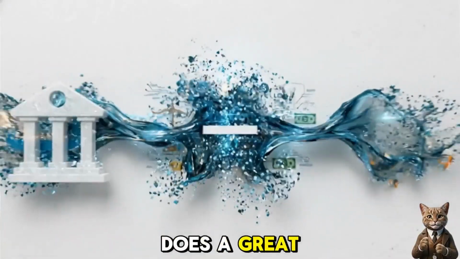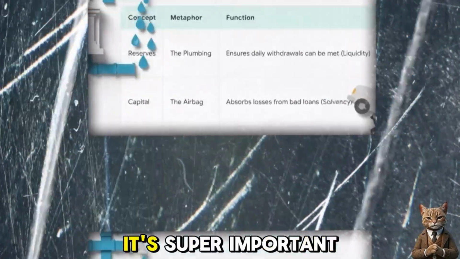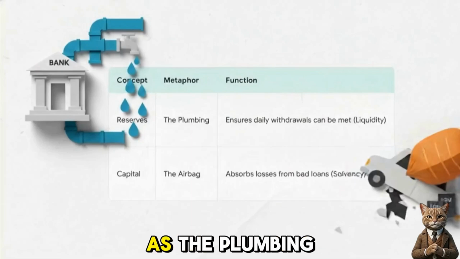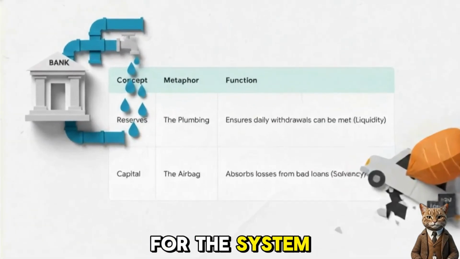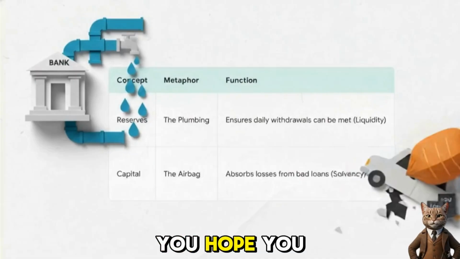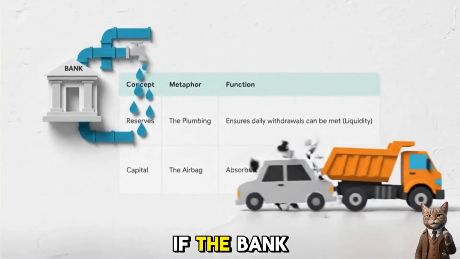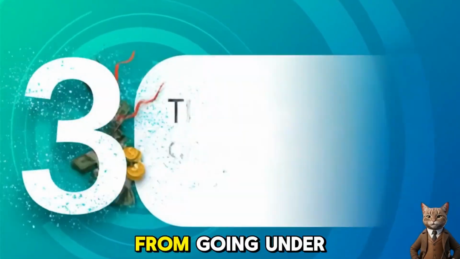And this table does a great job of explaining the difference between those last two things, reserves and capital. It's super important. Think of reserves as the plumbing in the bank's building. It's the water that's got to flow every day for the system to work. Capital, on the other hand, is like the airbag in your car. You hope you never have to use it, but man, if the bank gets into a crash, like from a bunch of bad loans, that capital is what saves it from going under.